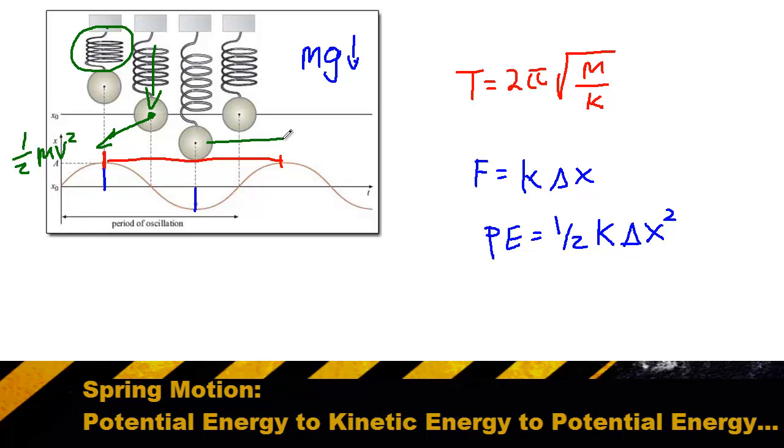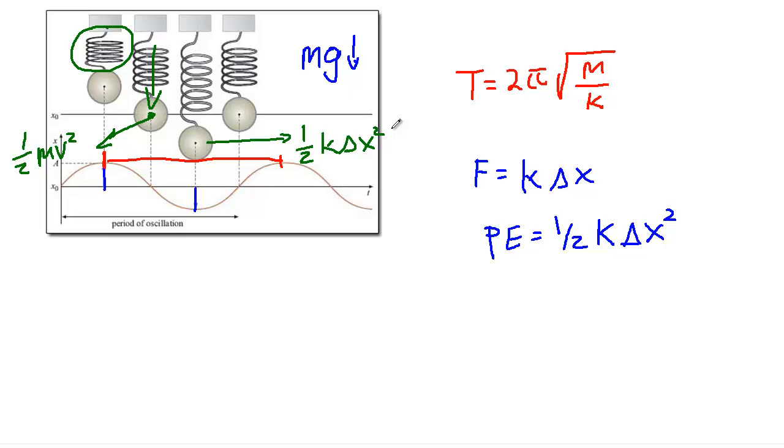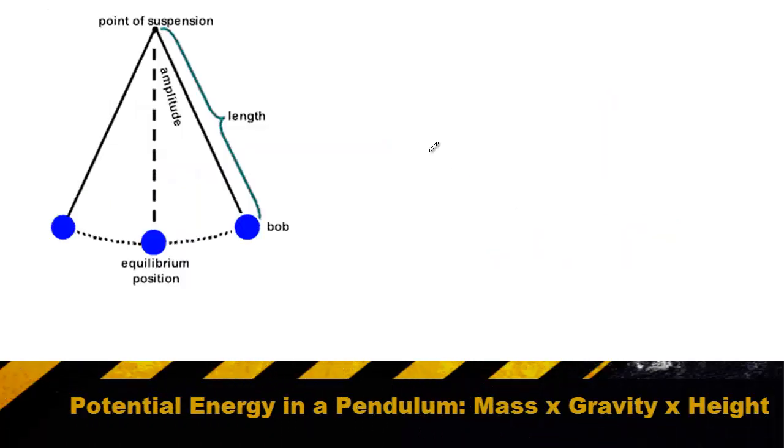And as the spring is stretched, the kinetic energy slowly gets transformed into potential energy, which again is 1/2 k delta x squared. And this cycle of kinetic energy to potential energy and potential energy to kinetic energy continues to be repeated. A swinging pendulum is another common example of simple harmonic motion.